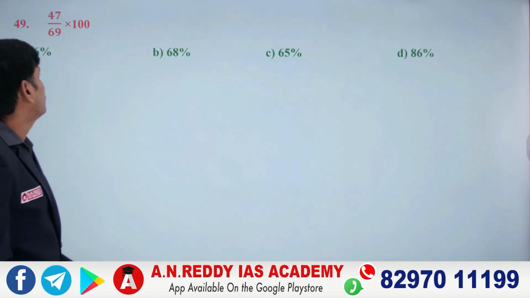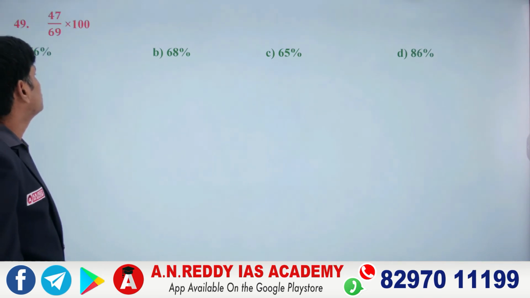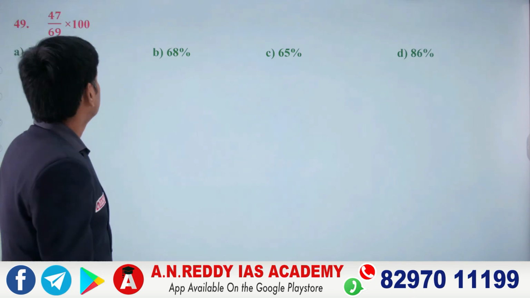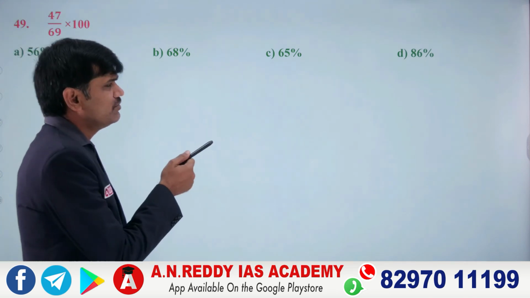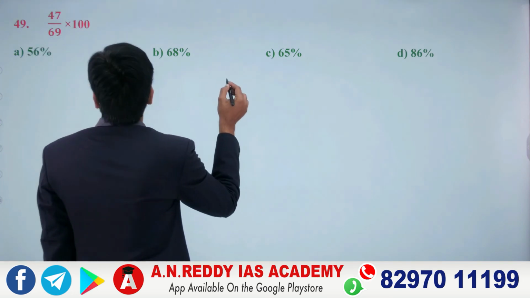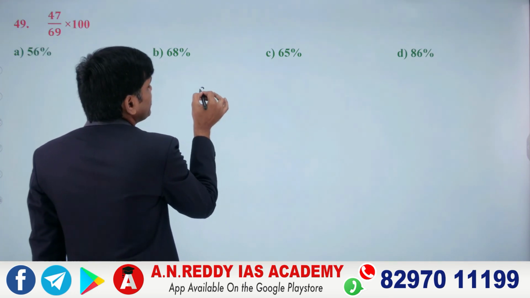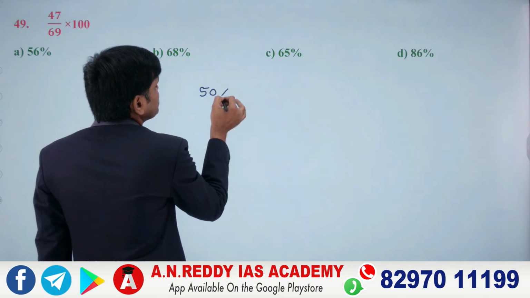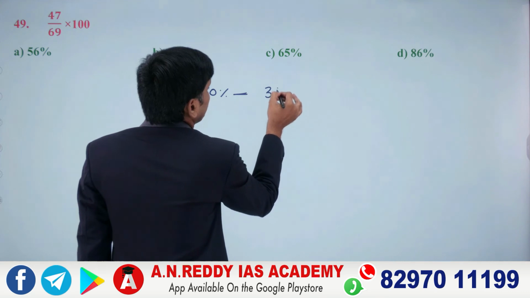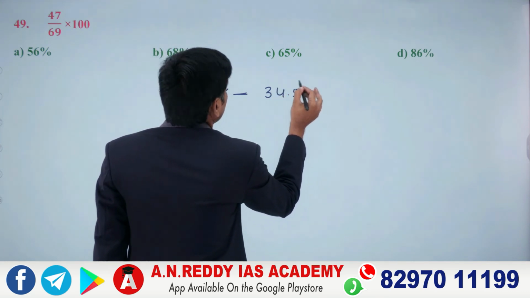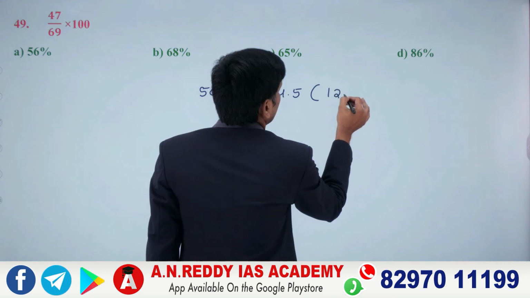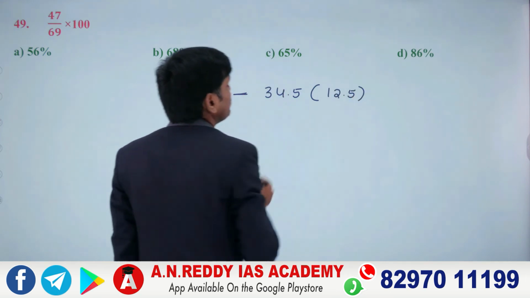Next, problem number 49. 47 by 69 into 100. As all the options are more than 50%, I'll directly start with 50% only. So 50% of 69 will give you how much? 34.5. How much more should I go to reach 47? I have to travel by 12.5.